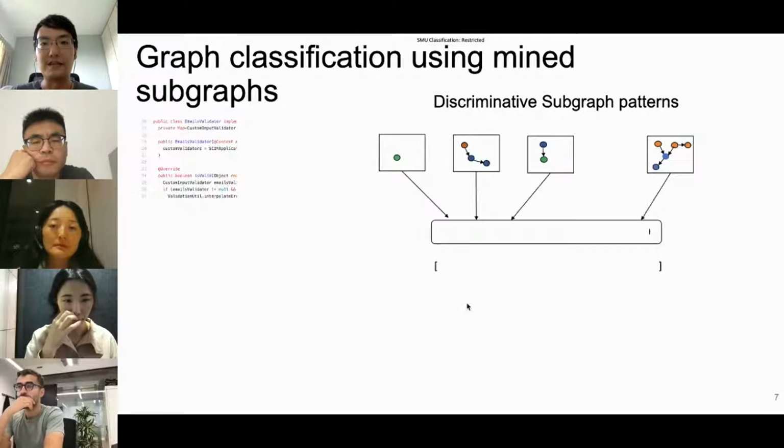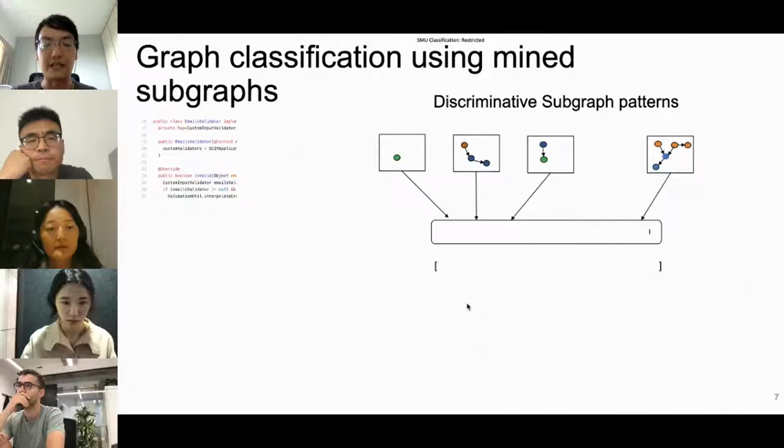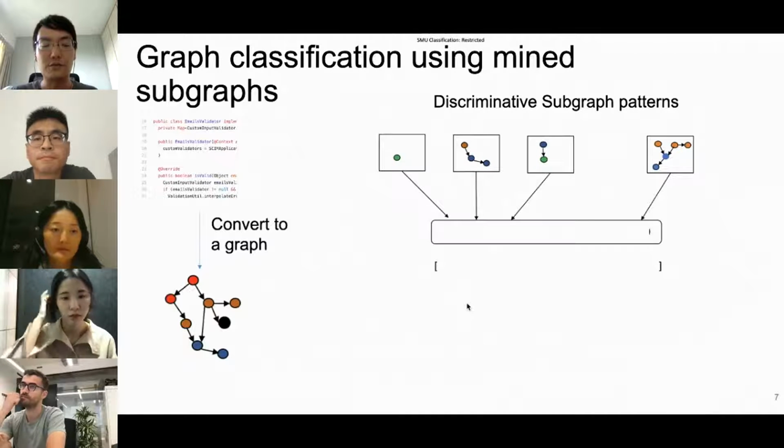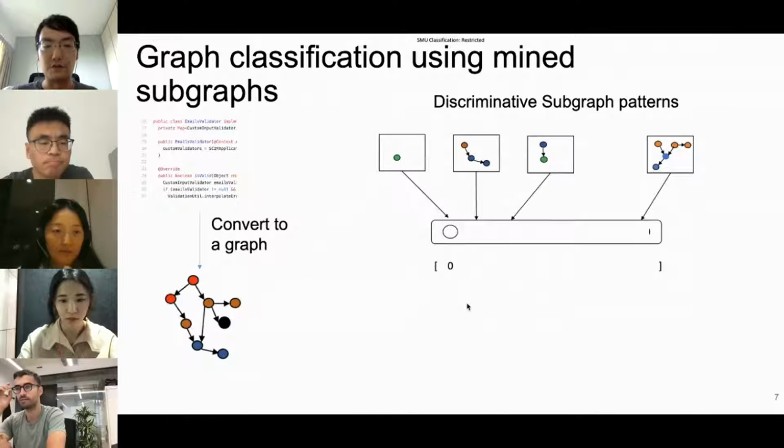And then after we've identified the discriminative subgraph patterns, the goal is to try to classify examples at test time. To do that, we want to construct a vector that can be passed to a machine learning classifier. So to do that, we would first take the test example program and convert it into a graph. And then we would enumerate over the discriminative subgraph patterns to see if the subgraph matches the graph or not. If it does not match, then the vector will be filled with 0 at that corresponding element.